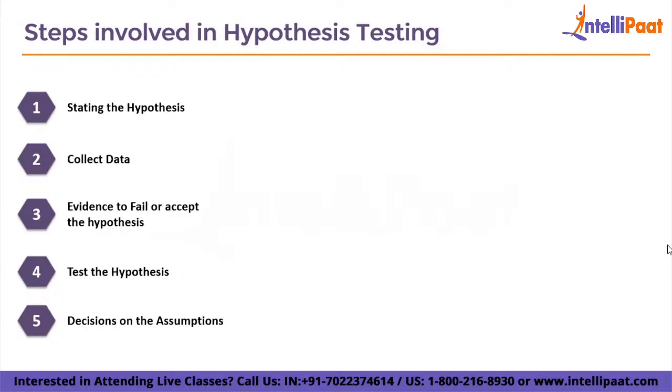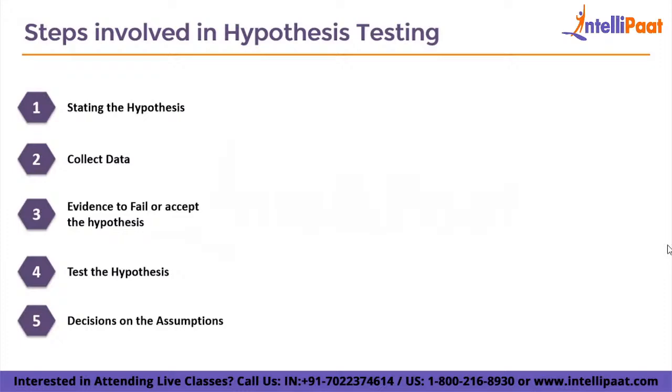The data or the sample has to be collected in such a way that it is easier for the computations to find the evidence or pattern in the data. The third step is evidence to fail or accept the hypothesis. Here the statistical tests are used to gather enough evidence to test the hypothesis. Step 4, test the hypothesis. In this step, based on the test statistics, the null hypothesis is either rejected or accepted. The last step is decisions on the assumptions. The process ends with a decision to establish the assumption made in the null or alternate hypothesis.